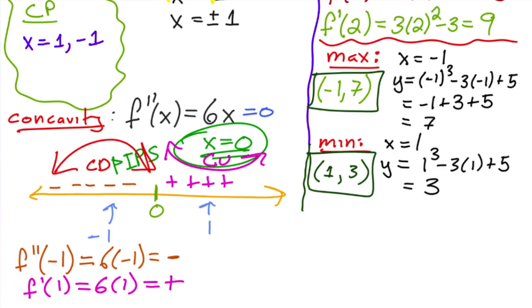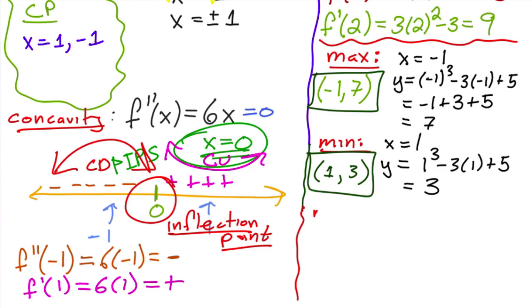Okay, so that means that this point right here is going to be an inflection point because it changes concavity. Now, what is the actual inflection point? Well, it's when x is equal to 0 and y is equal to, take a guess. Of course, you're going to plug it into the original, just like for the maximum and the minimum.